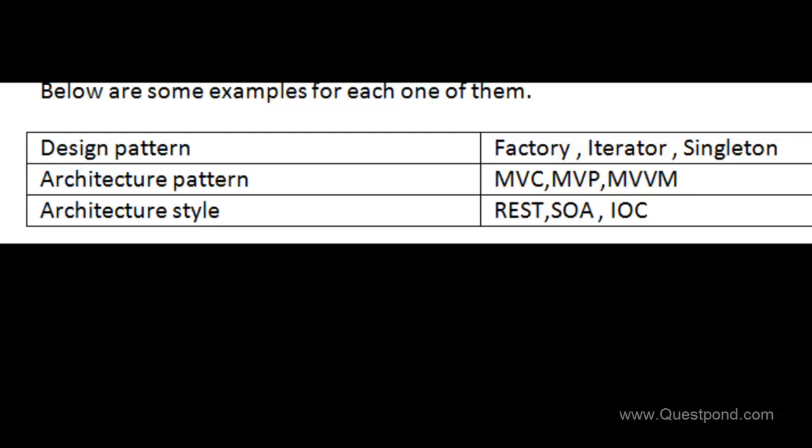So design patterns are normally your Gang of Four patterns like factory pattern, singleton pattern. Architecture patterns are more block level, which says, okay, model view controller, model view model, model view presenter. And the architecture style is just style, it's just one-liners, it has principles. So for example, REST is an architectural style, which gives importance to HTTP, so we have REST, we have SOA, we have IOC. So these are principles, these are architectural styles.